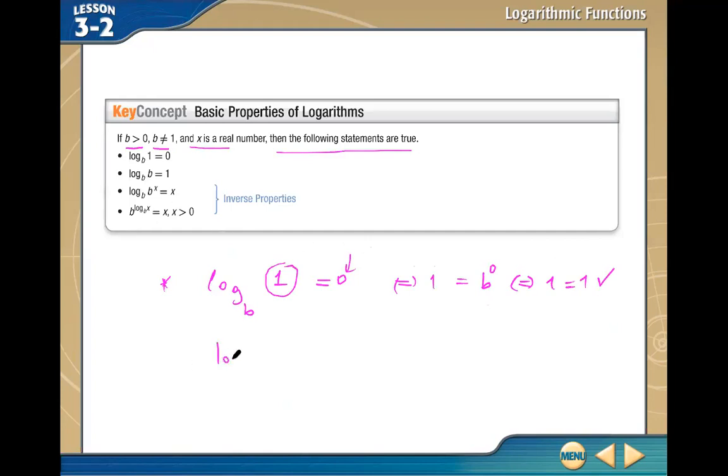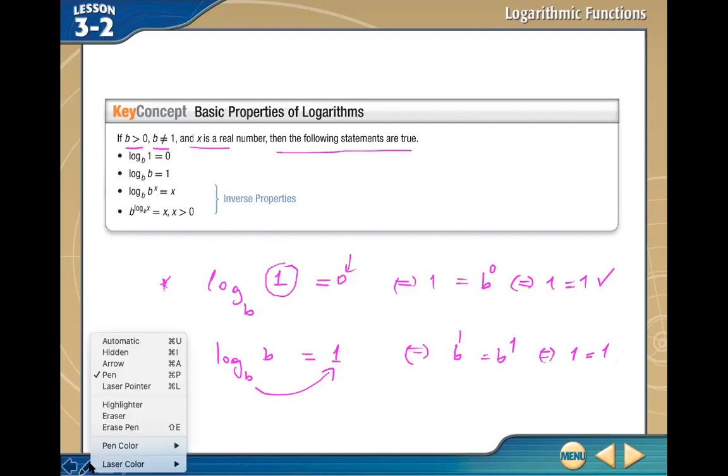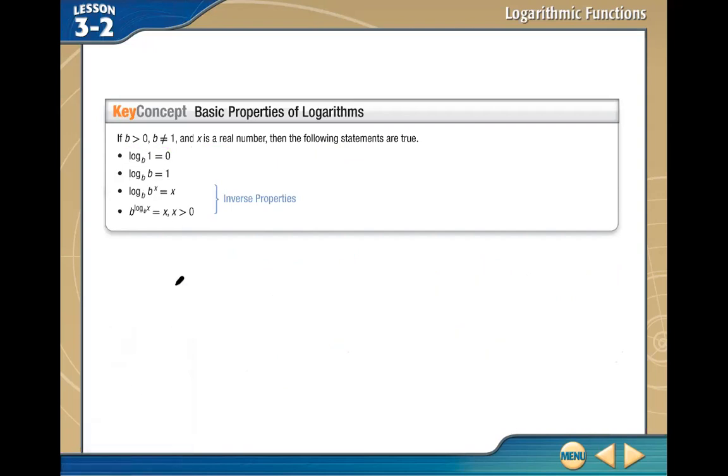Now, logarithm of the number b to the base b is equal to directly 1. As we did before, log 17 of 17, log 15 of 15, log 19 of 19, whatever. The proof will be b is equal to b to the power of 1. So it's clear that 1 is equal to 1.